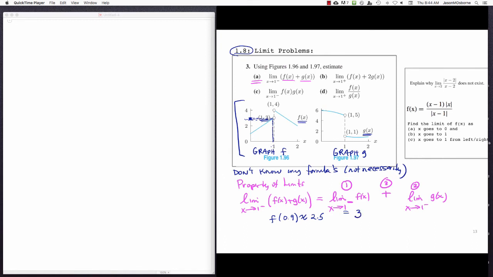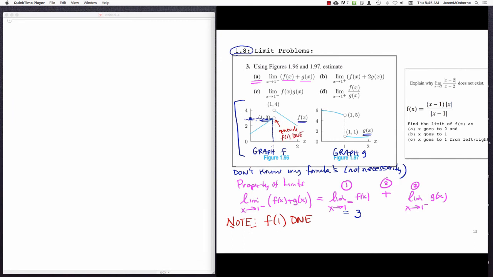Okay? And please note, this is a very important point here, note that the function evaluated at 1 does not exist. Okay? This function, there's an open circle. This function is not defined.